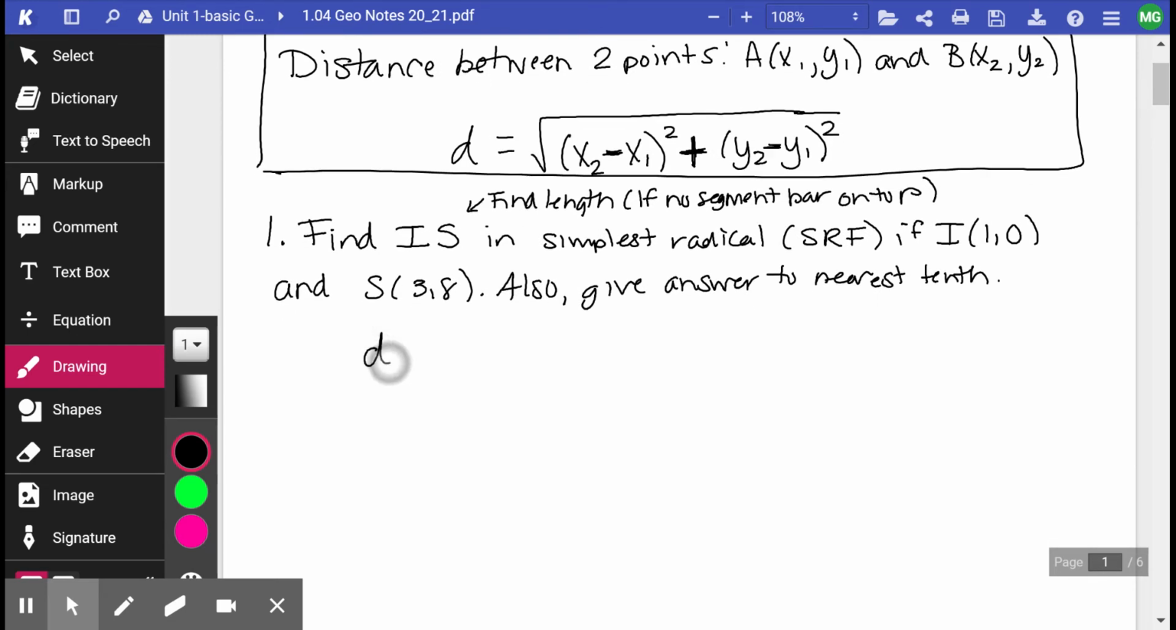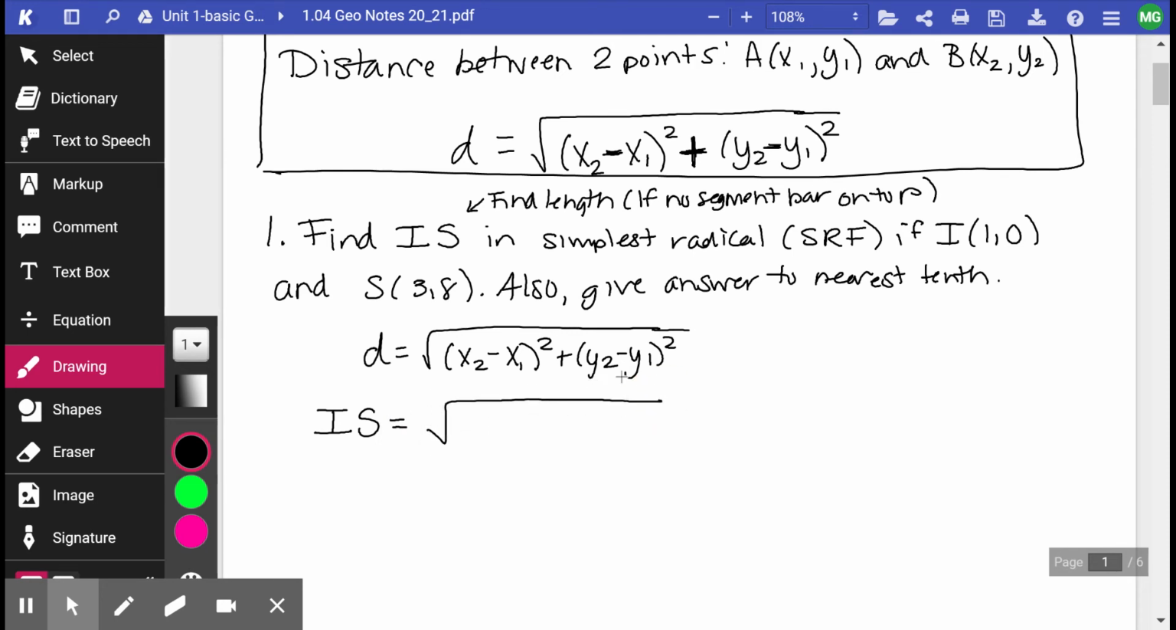First, I want you to start writing out the distance formula in all of these. Each time you do a new problem, you're required to write the distance formula out once. If you use it multiple times within that same problem, you do not have to write it out every time, just one time per problem. But it is important to practice, and writing it out each time will help you memorize it. So now I want to find IS, so I'm going to replace d with IS. Now I'm going to substitute into my formula.